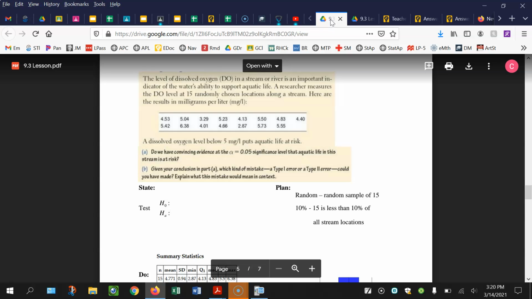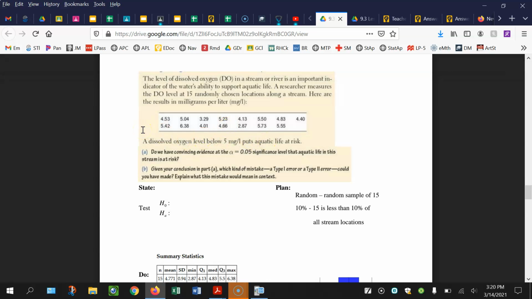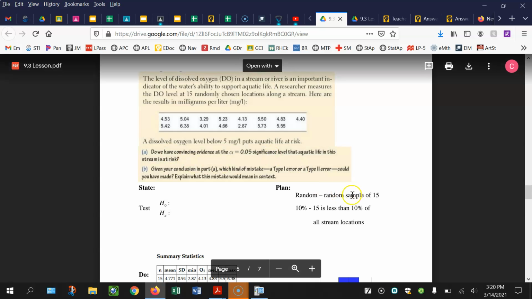The null would be mu is equal to 5. The alternative: they want to know, do we have evidence that the aquatic life is at risk? So a level below 5. So the alternative would be mu is less than 5, and alpha equals 0.05. Plan: random sample of 15.